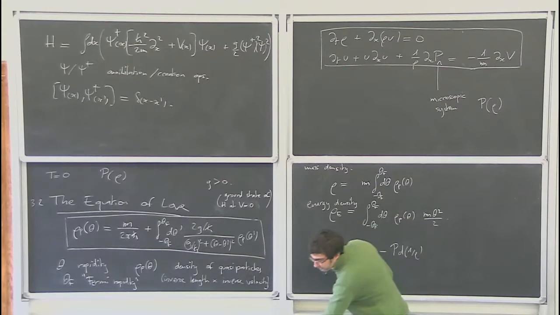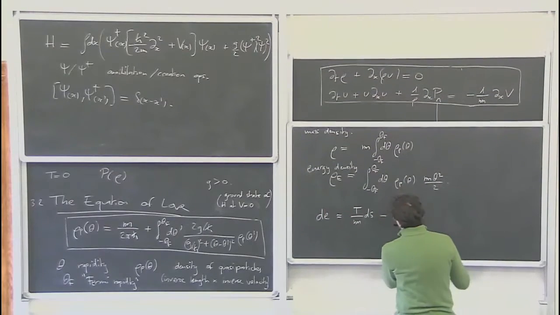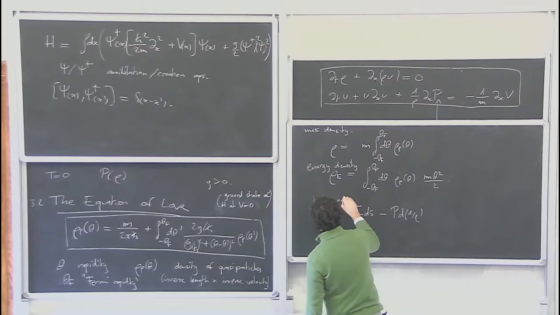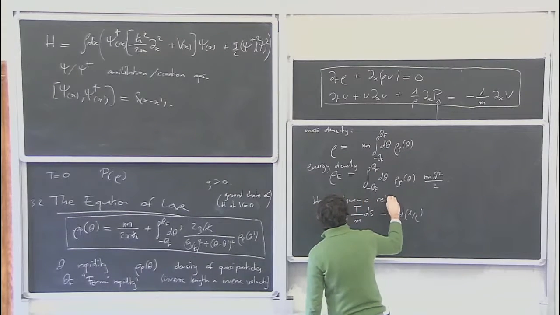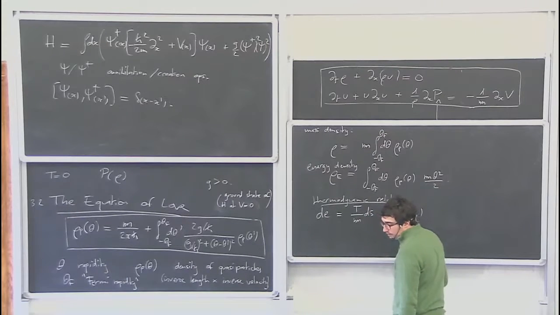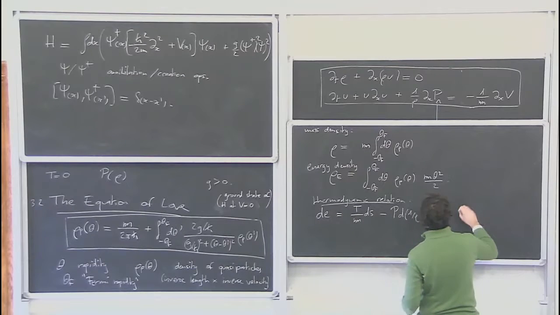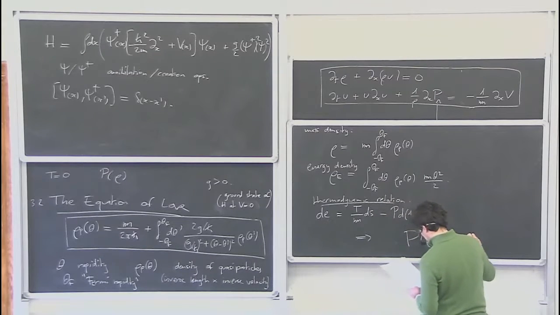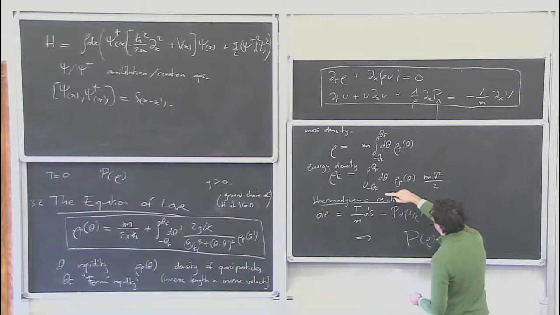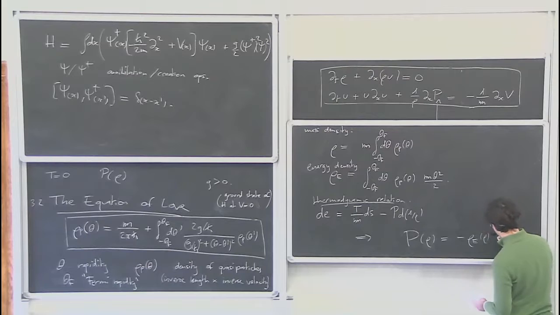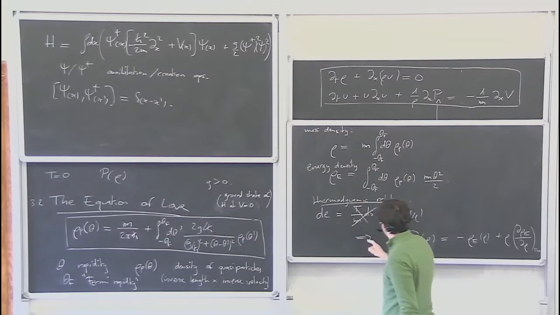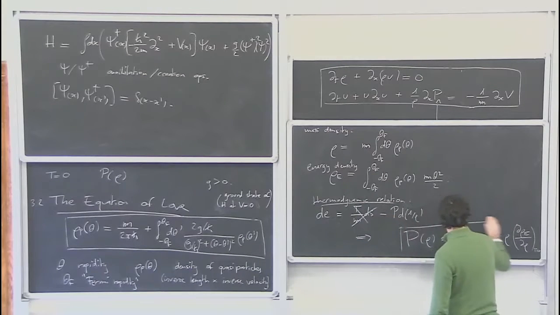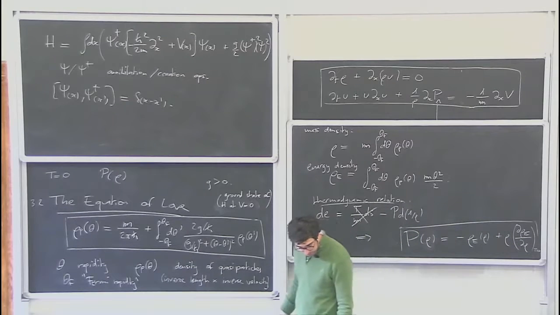And I haven't finished here. From this thermodynamic relation, which you may prove, you see that the pressure has to be given by rho E, viewed as a function of rho, plus rho d rho E over d rho, at T equals 0. Because T equals 0, these terms drop, and this is a consequence of that. So this is one way of getting the pressure.